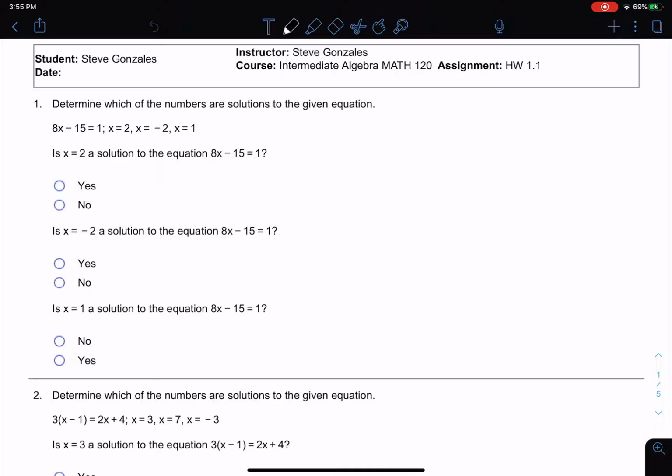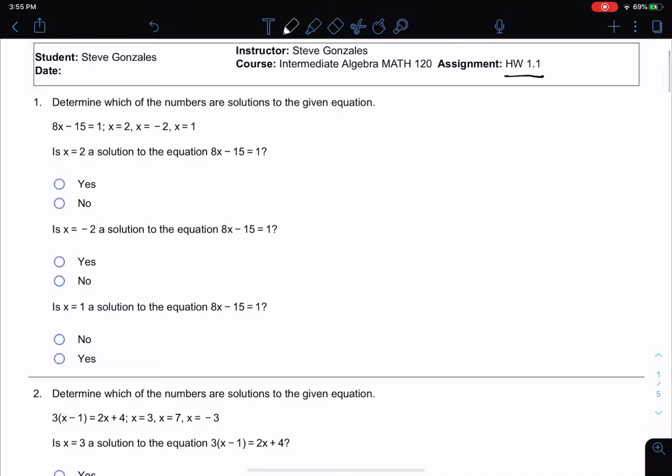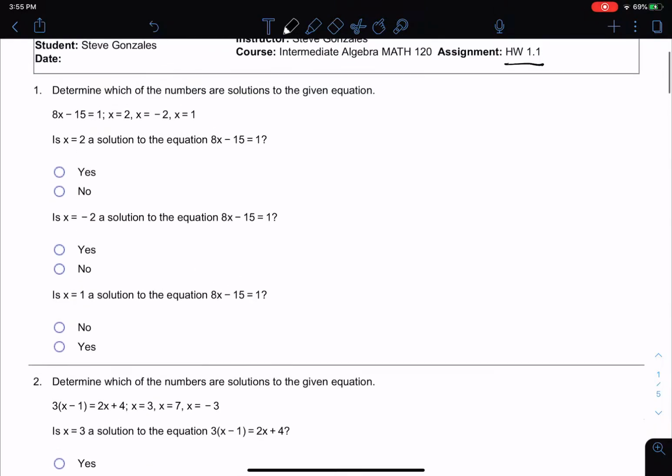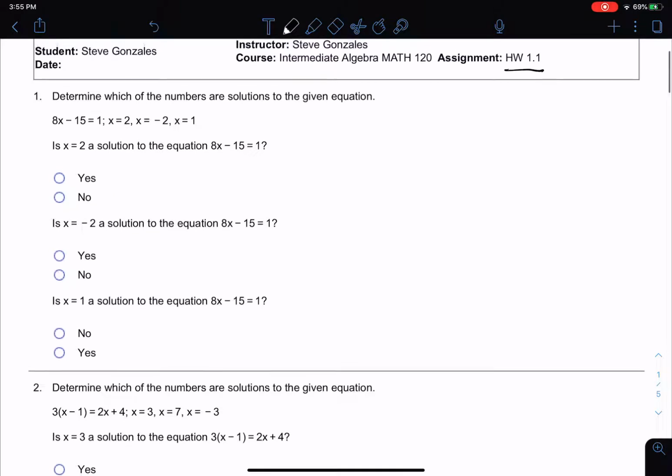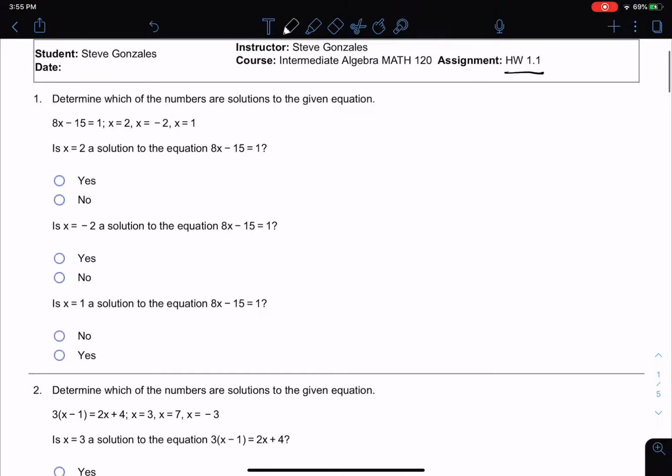So as you can see, this is homework 1.1, out of our MyLab homework assignments. I'd like to take this time to go over some of these problems, just in case you have some questions, and hopefully I can answer those questions. I've taught this stuff for many years, so I know where the little problems usually are. But let's go ahead and get started.